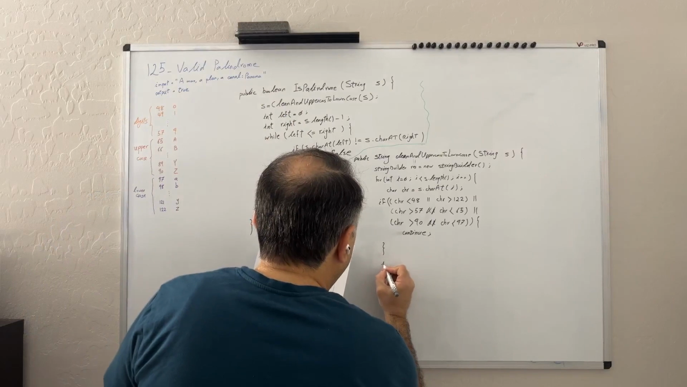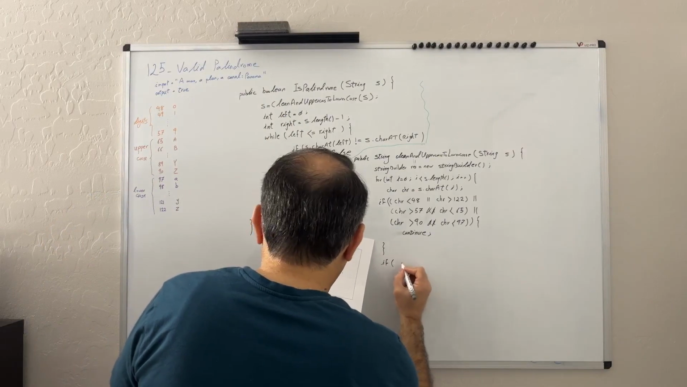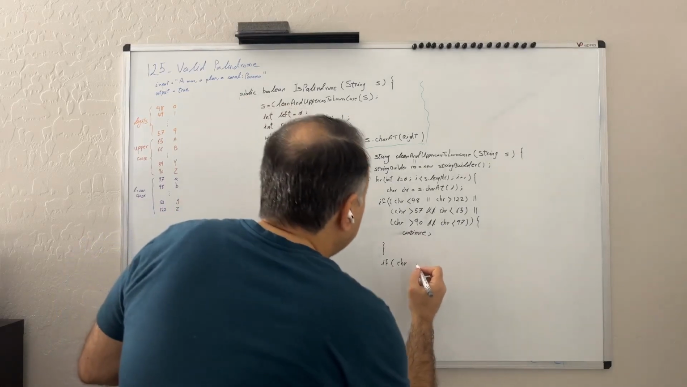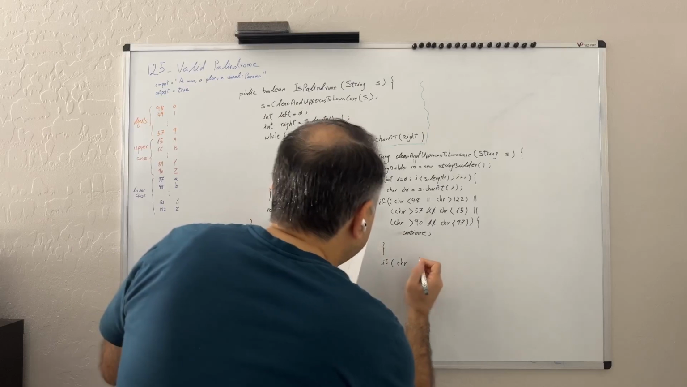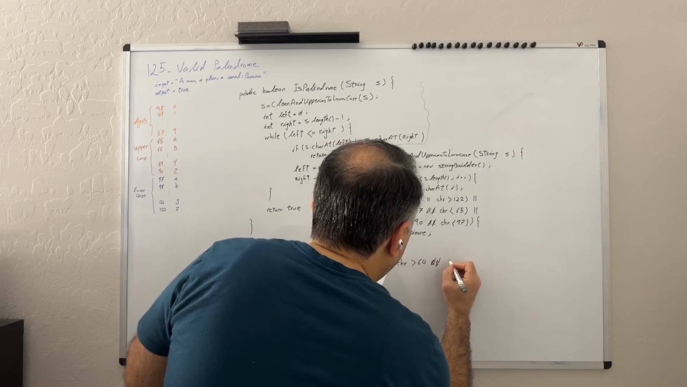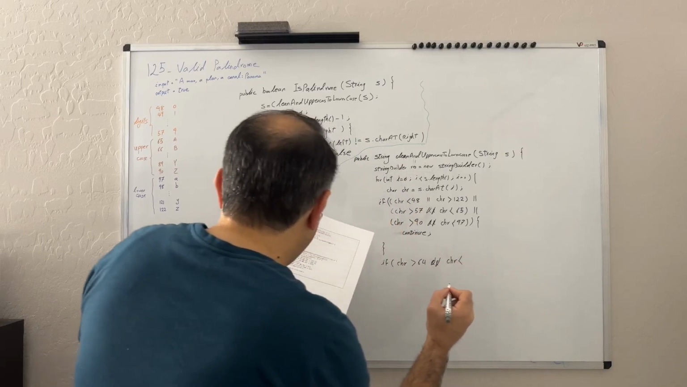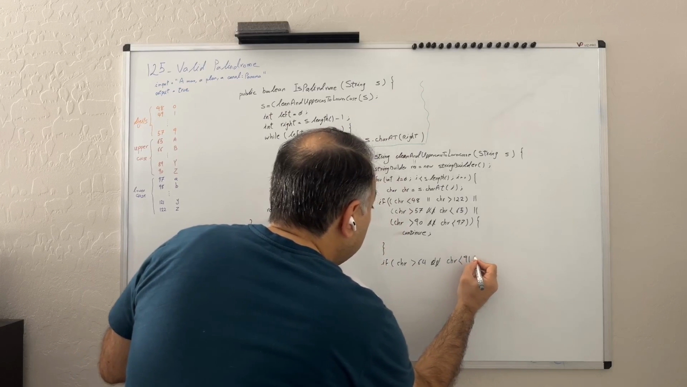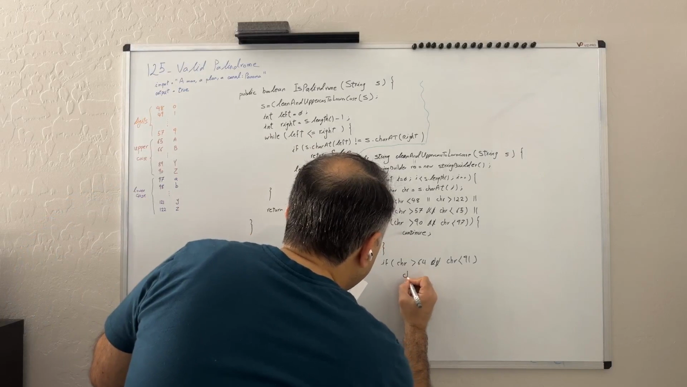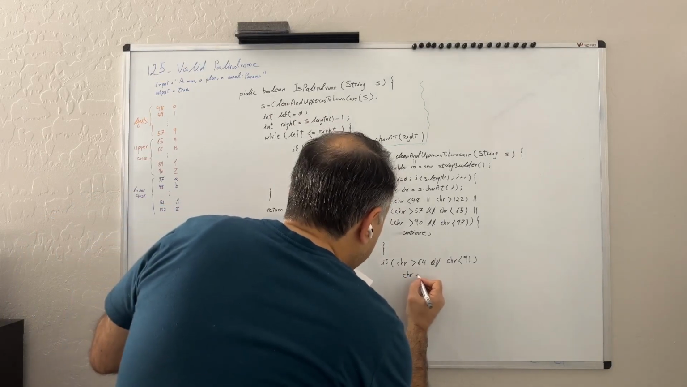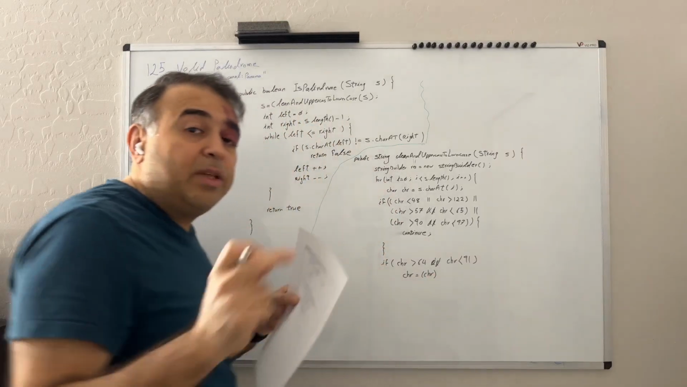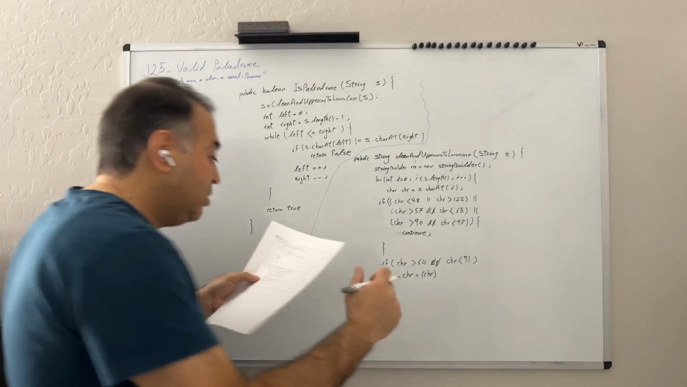Then I can check if CHR is in the boundary of the uppercase characters, and the CHR is less than 91. So this is the boundary of the uppercase characters. I can just add 32 to the value of that character and change it from uppercase to lowercase.